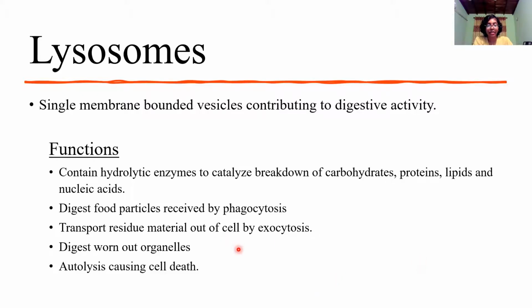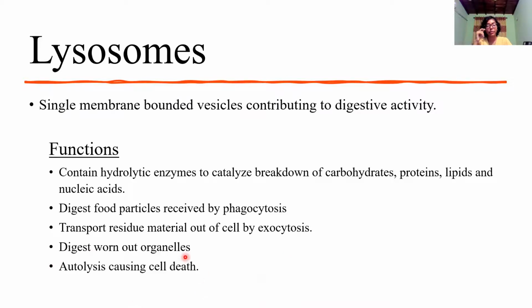Transport residue material out of the cell by exocytosis, and finally when these particles are digested, the remains are then exocytosed. Digest worn out organelles. In the same manner, inside the cell we also have some dead organelles, so they can also be digested, and if there are any important nutrients, they will be absorbed within the cell, and the remains will be again exocytosed. Endocytosis is getting the particles inside, and sending the residue or any particle outside is known as exocytosis.